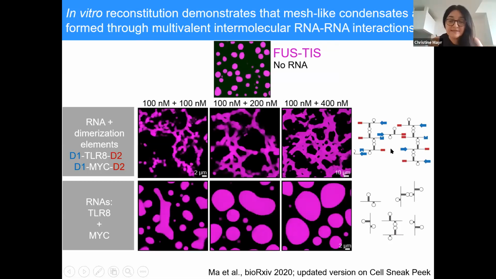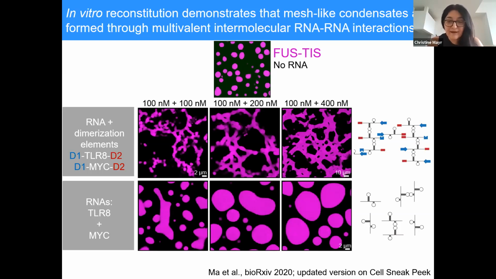you see if we add the RNA dimerization elements, so when there are extensive intermolecular RNA-RNA interactions, we obtain a network, whereas when these RNAs can bind to each other but cannot form a large interaction network, they basically form spheres. So this shows you clearly it's when there is a multivalent intermolecular RNA-RNA interaction network, this is basically the basis for the network condensate.